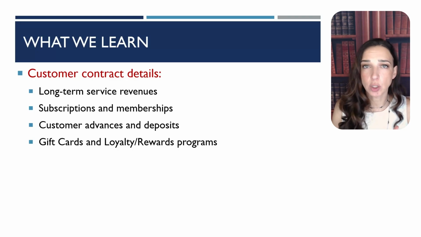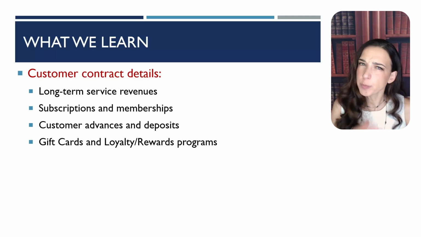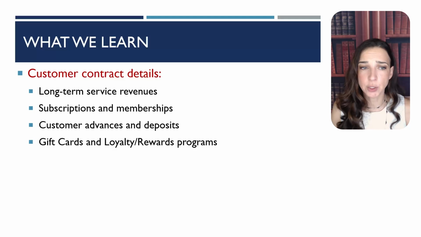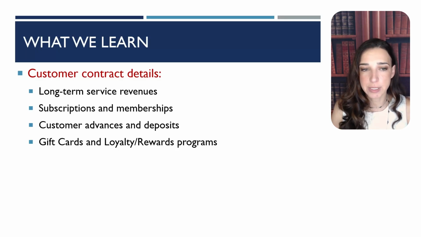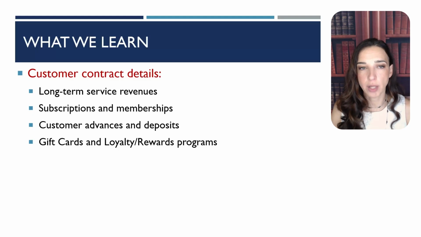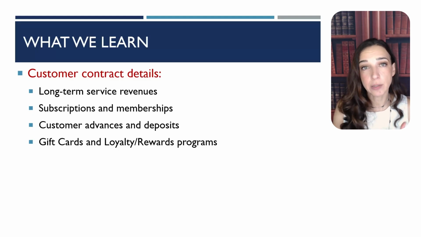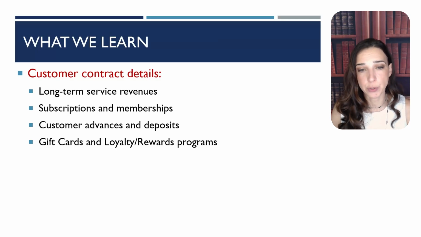Do they have long-term service relationships? Do they have subscriptions and memberships, which tend to be quite predictable in terms of continuity? Do they have customer advances and deposits? So again, there's a high degree of predictability of continuance of that particular transaction. Do they have gift cards, loyalty, reward points? So all of that information we see from both the existence, the amount, and the related disclosure for deferred revenues.